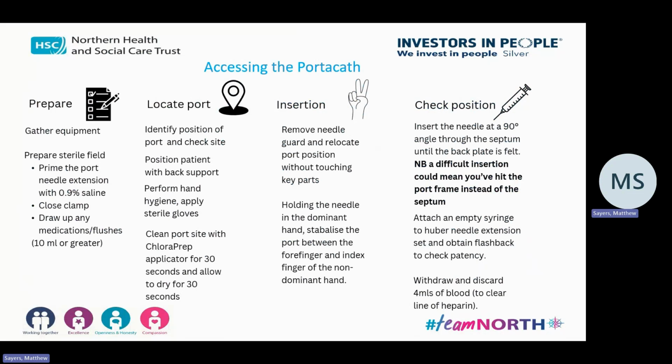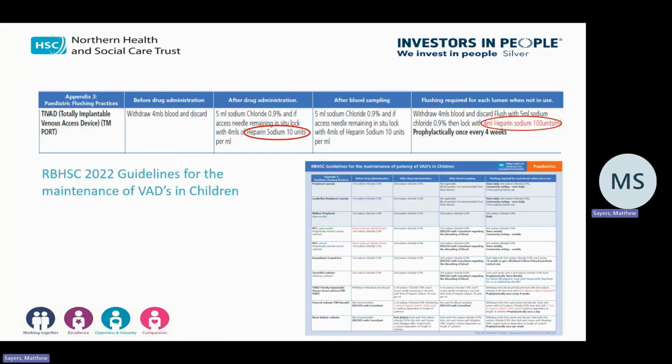Children's lines will have been locked with 4 mils of heparin, so we take at least 4 mils back out and discard it to make sure the line's clear of the heparin. Once we've got that, we know it's in the right place, we've got our flashback and we've discarded, we can then either, you know, kids could come in just to have their line flushed. So then you'd just be flushing.